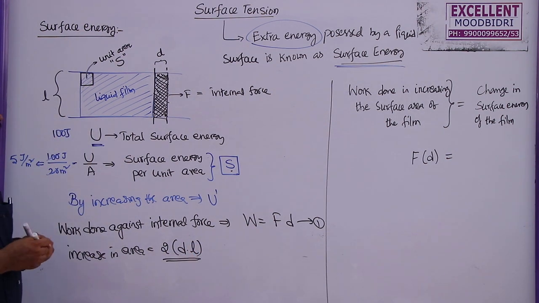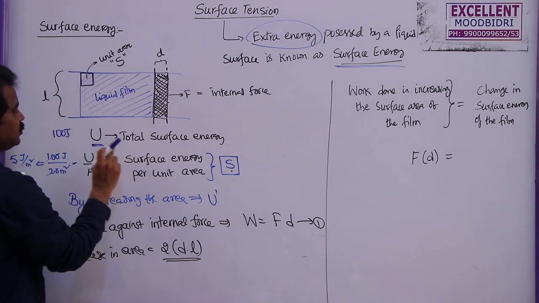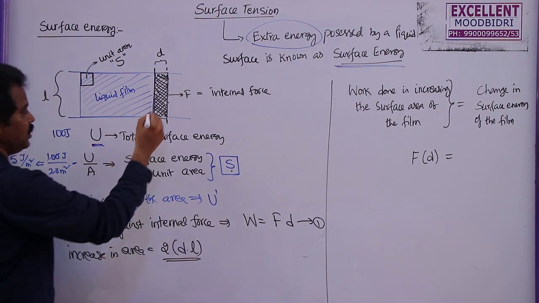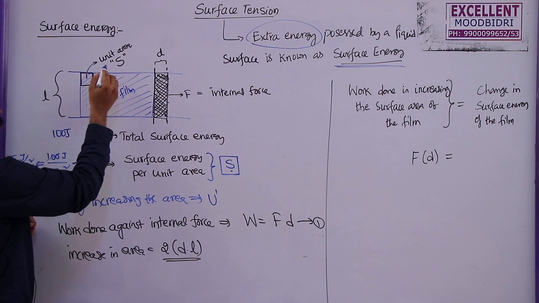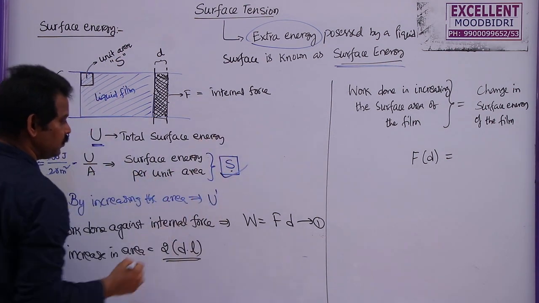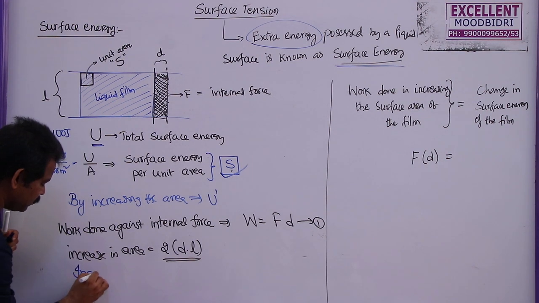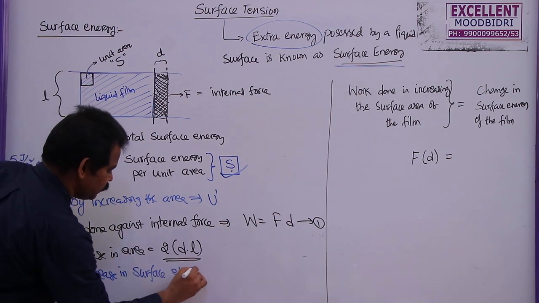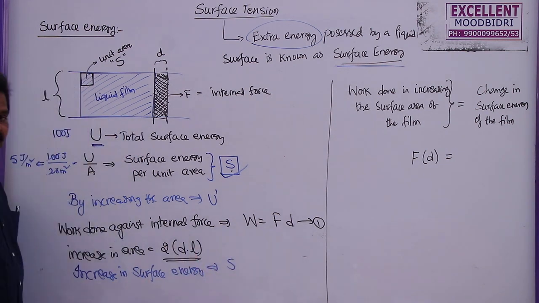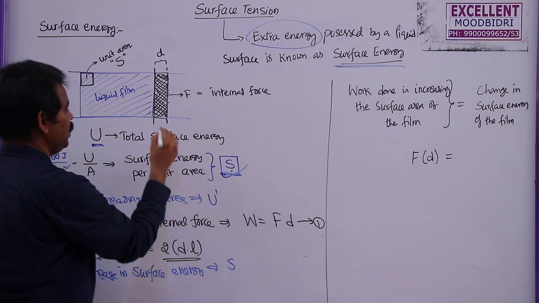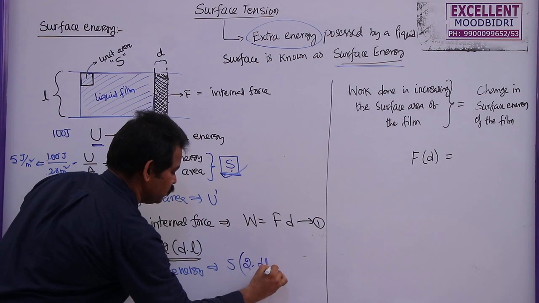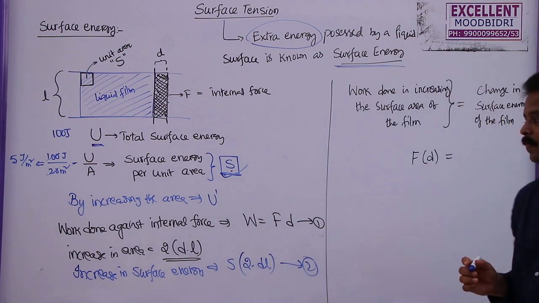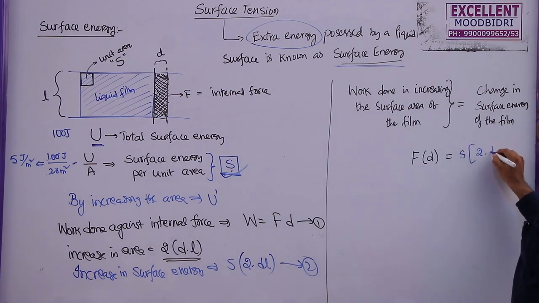So what is the increase in total energy? Initially, for this blue color region, the total energy was U. Now, by increasing the area, the new energy will be U dash. So what is the increase in surface energy? We know for unit area, surface energy is S. So the increase in surface energy is given by surface energy per unit area into the increase in area, which is 2 into dL. So this is equation 2. So I am going to write, change in surface energy is S into 2 into dL.